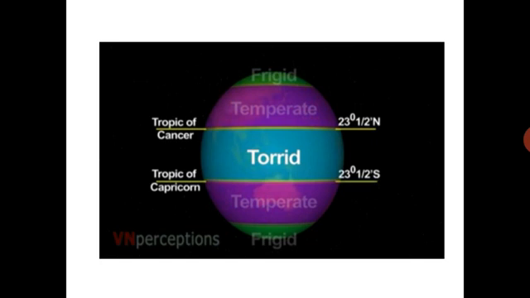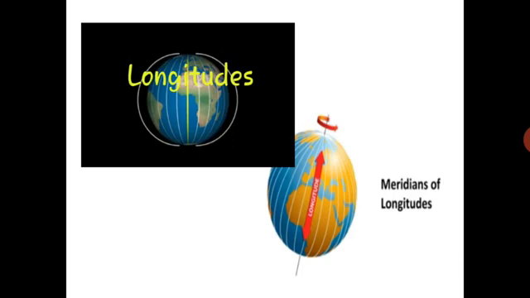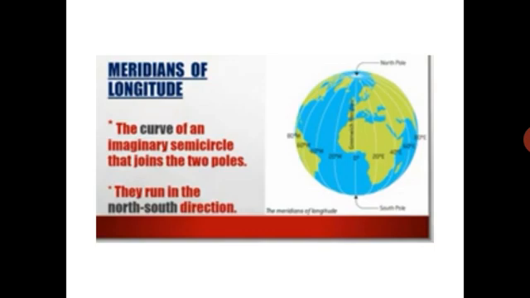Next we are going to see the longitudes, the meridians of longitude. Longitude lines run from the North Pole to the South Pole. See here, it is a vertical line. A meridian of longitude is the curve of an imaginary semicircle that joins the two poles. They run in the north and south direction.